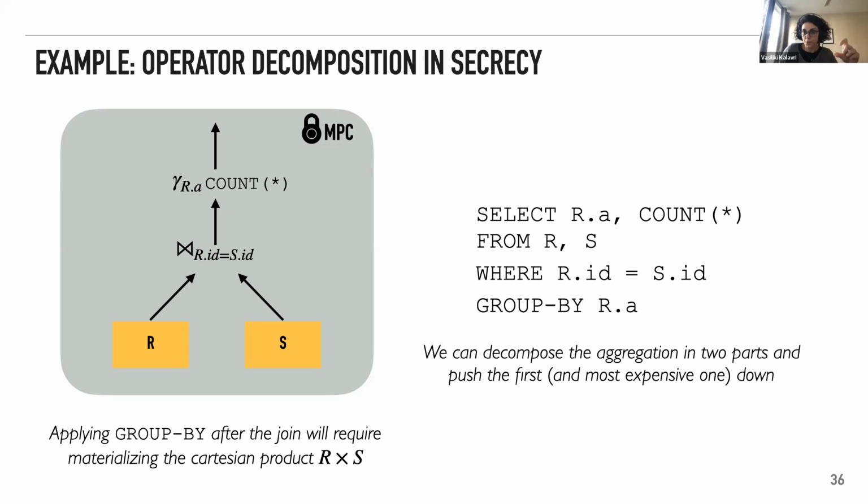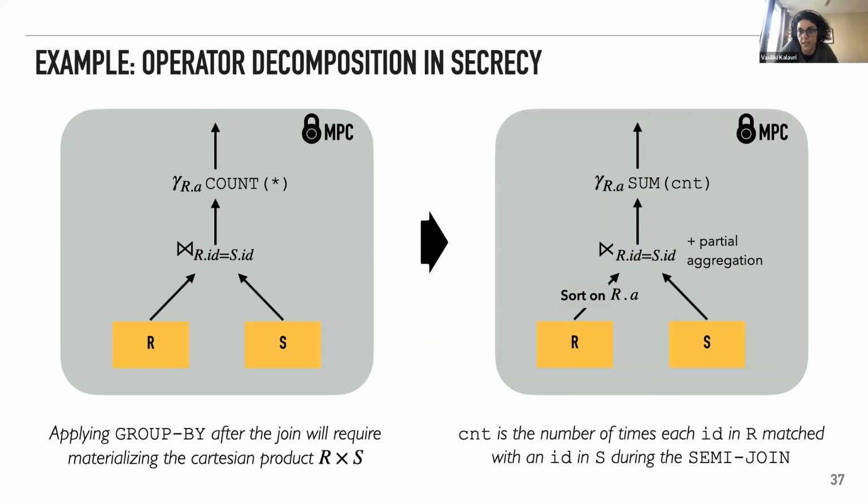However, we can decompose the aggregation into parts, push a pre-aggregation before the join, and then essentially replace the join with a secure semi-join and partial aggregation. So for each ID in R, the semi-join will compute the number of times it matches with an ID in table S. And then we can have a group by operator to complete the aggregation by summing the partial counts of attribute A.